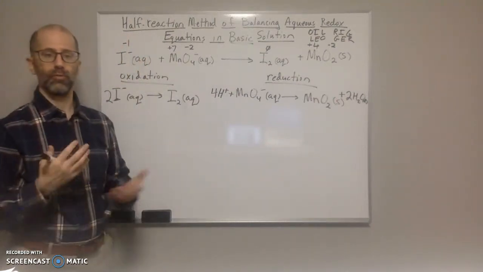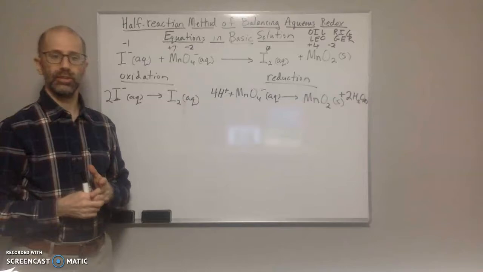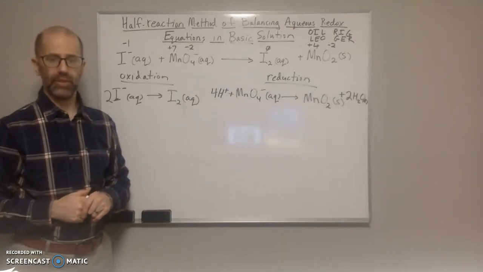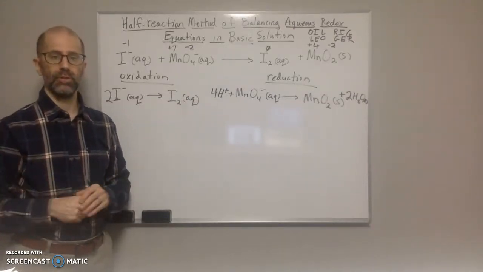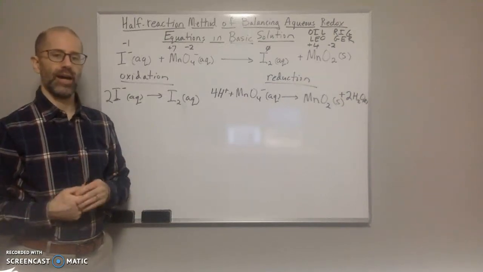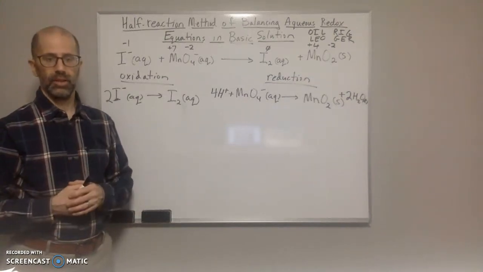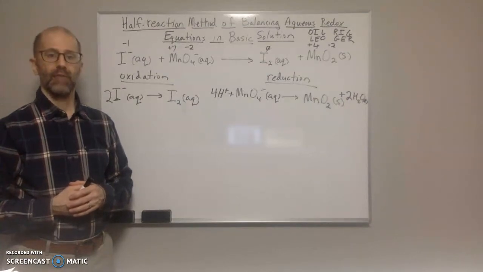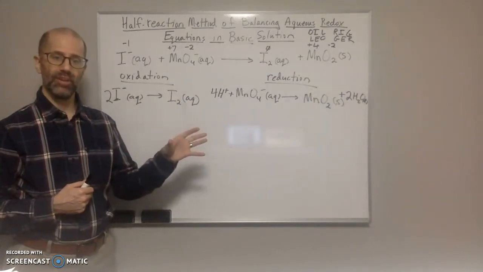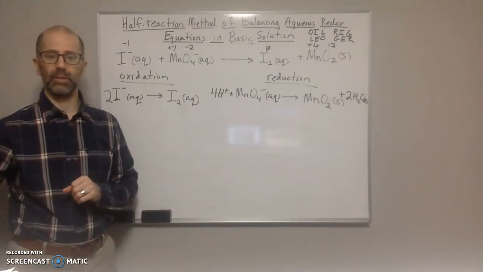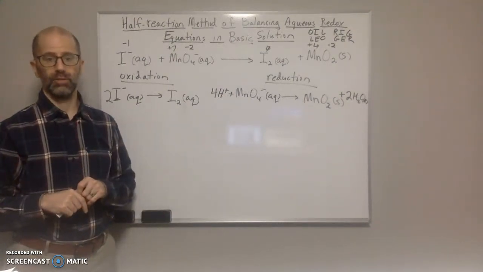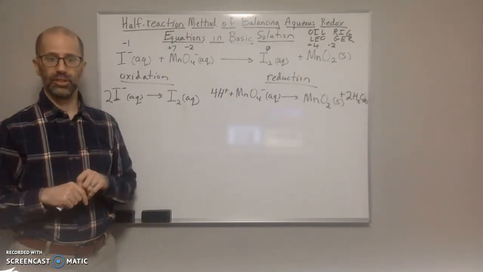So this is so far just like acid solution, but here's where it's going to be different. Now you have to add hydroxide. Remember, we're in a basic solution, so we're going to add hydroxide to neutralize the H plus, neutralize the acid. Okay, if we add hydroxide to one side of the equation, we need to add the same number to the other side of the equation to balance the number of oxygens and hydrogens.